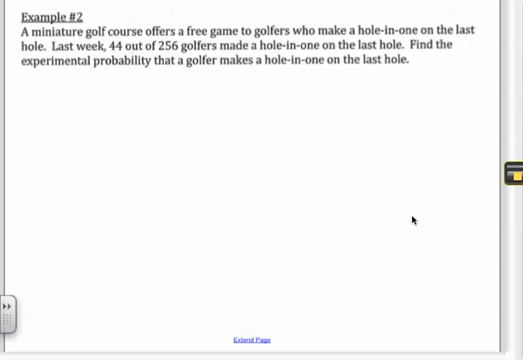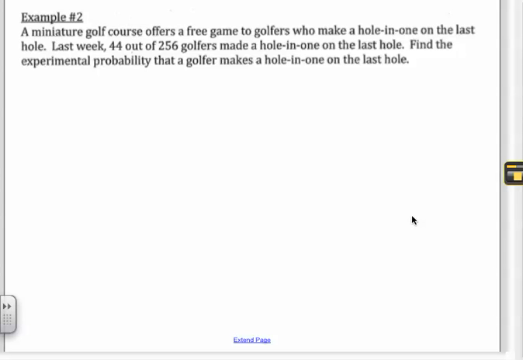Okay, guys, in example number 2, it says a miniature golf course offers a free game to golfers who make a hole-in-one on the last hole. Last week, 44 out of 256 golfers made a hole-in-one on the last hole. Find the experimental probability that a golfer makes a hole-in-one on the last hole.